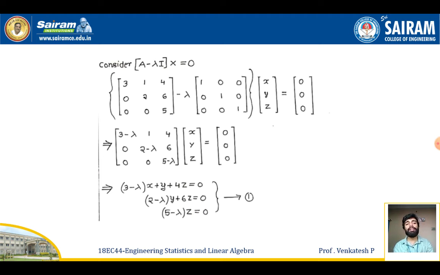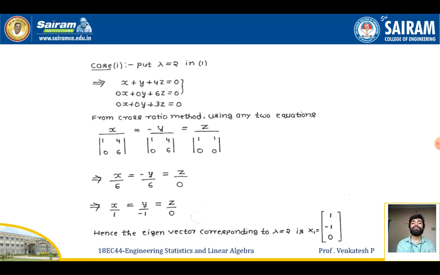Now I'm going to find the eigenvectors for the obtained eigenvalues. In the first case, I'm going to replace the first eigenvalue. Put lambda equal to 2 in equation number 1. So the equations will be x plus y plus 4z equal to 0, 0x plus 0y plus 6z equal to 0, 0x plus 0y plus 3z equal to 0. Now I am going to use the cross ratio method. To use it, take 2 different equations only. So out of 3, I'm taking the first 2 equations here: x plus y plus 4z equal to 0 and 0x plus 0y plus 6z equal to 0.